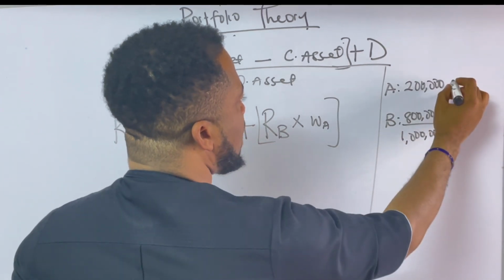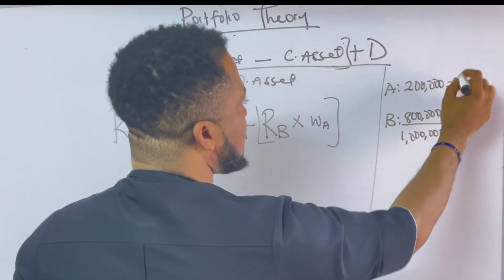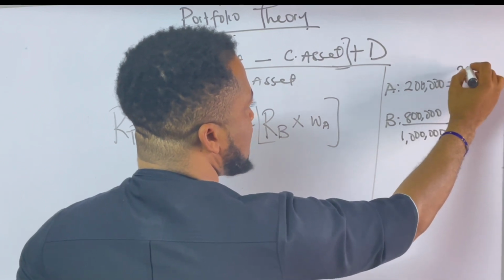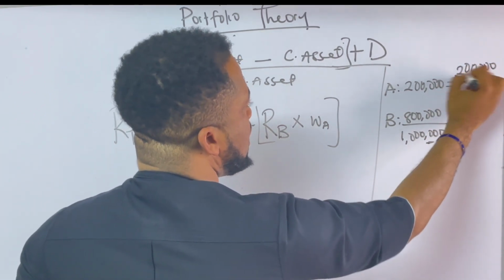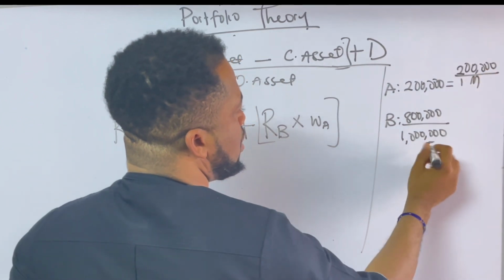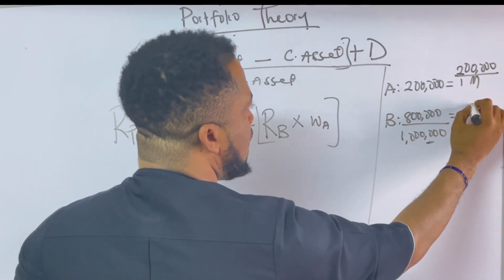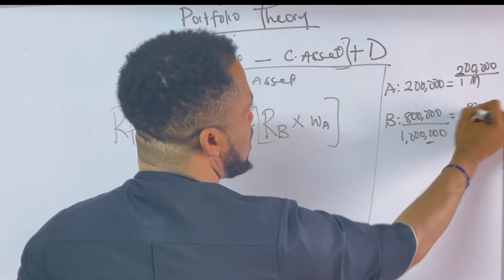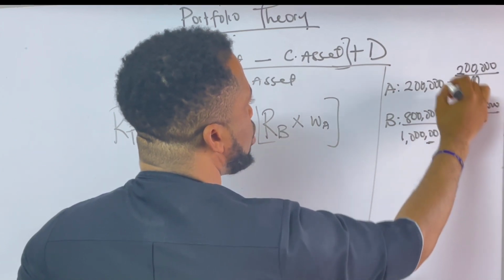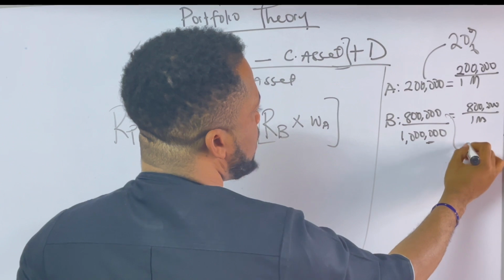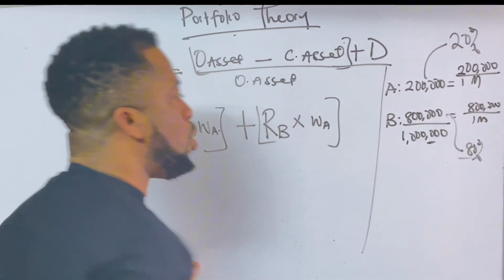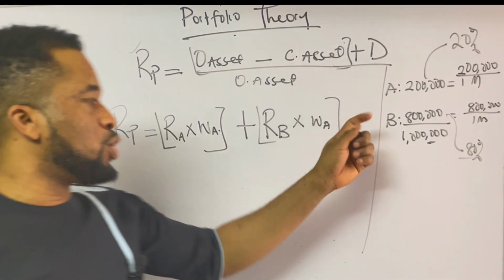1 million. So what that simply means is that for asset A, the weight of asset A to the total portfolio size is 200,000 divided by 1 million. For asset B, it will be 800,000 divided by 1 million. So simply, this will be 20%, and this will be 80%. And this is what we are referring to when we talk about the weight of the asset.